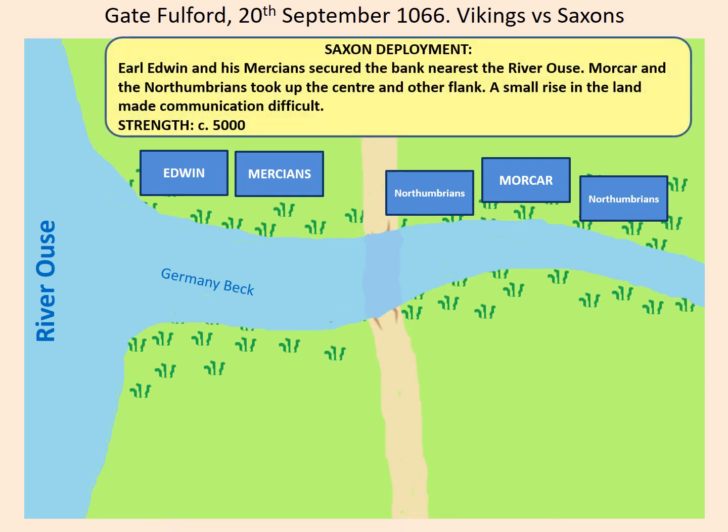Okay, so let's make a few notes now on the Saxon deployment. Earl Edwin and his Mercians secured the bank nearest the River Ouse. Morcar and the Northumbrians took up the centre and other flank. A small rise in the land made communication difficult. Basically, from certain positions, Morcar could not actually even see Edwin, much less give any messages to him. So that was something they would have to bear in mind. They numbered about 5,000 warriors, most of them thanes and local fyrd from Northumbria itself.